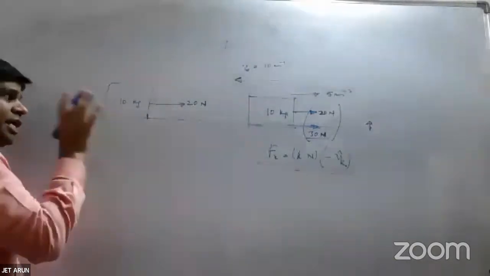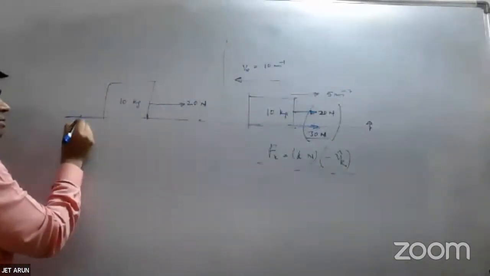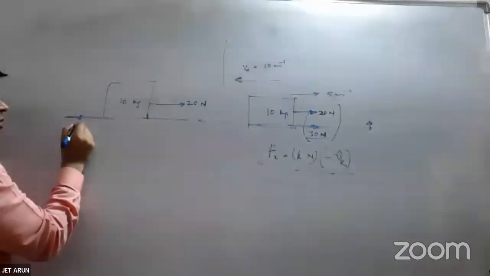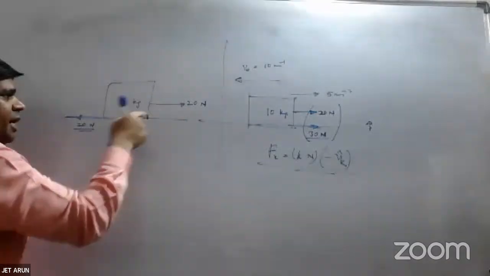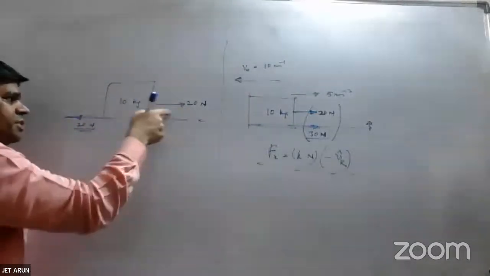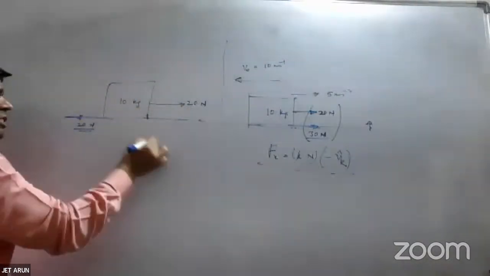Yes, sir. Kinetic friction disappear అవ్వగానే static friction will come into picture. Static friction will counterbalance this 20 because its capacity is 30, applied is only 20. Static friction will counterbalance this one. Net force becomes 0. Acceleration is 0.